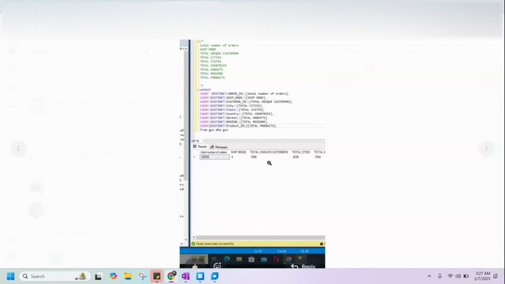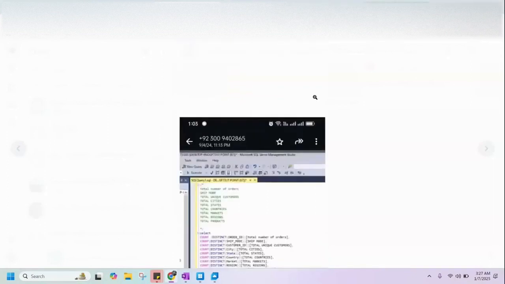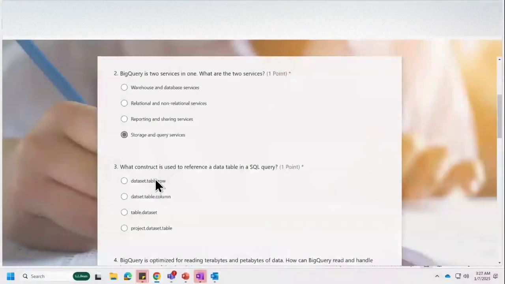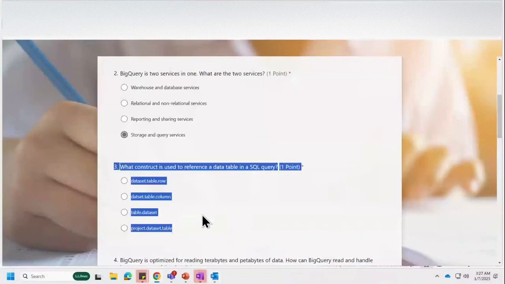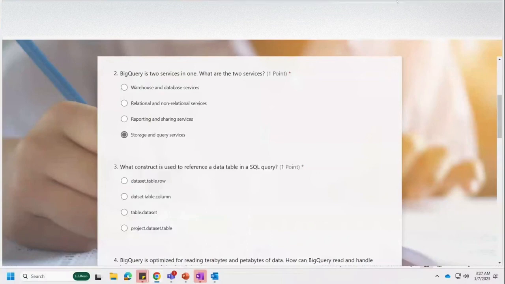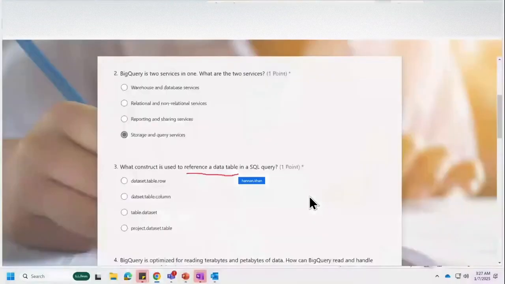Ask ChatGPT this question again. Do you think it's table.dataset? Exactly. What's on your mind? I have no idea. If you see, it is used to reference a data table. So if you want to reference a data table, then obviously you need that table dot that dataset. That's it. Not project dot dataset dot table, because the table does not come at the end. The dataset comes at the end. This is correct.